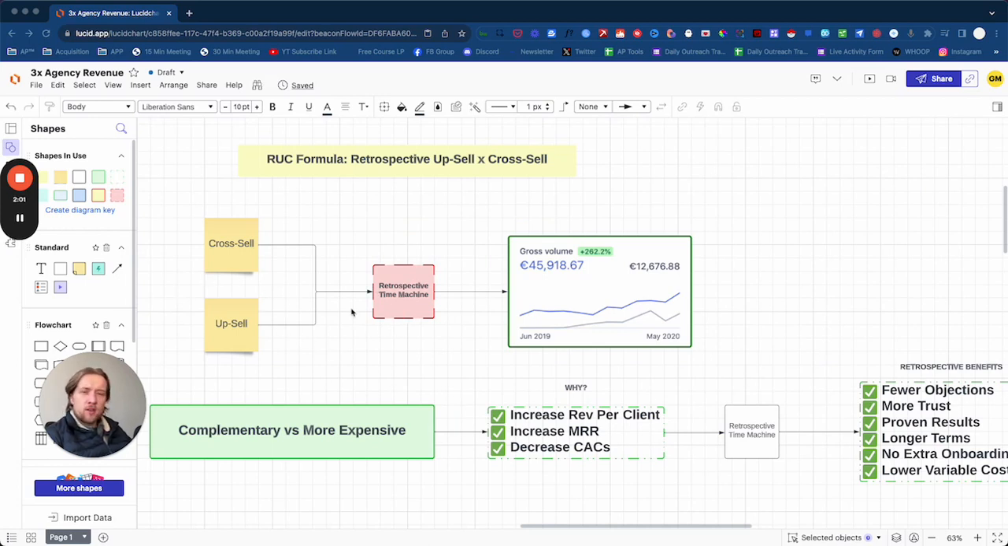So we're not introducing those at the start when we are trying to acquire and close a client. We introduce those retrospectively once the clients are already closed and once they are onboarded. And I'm going to show you exactly at what point in the client timeline we do that and how we specifically do that.